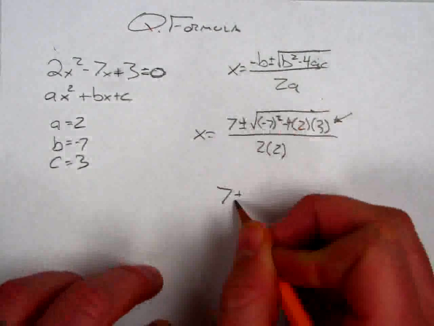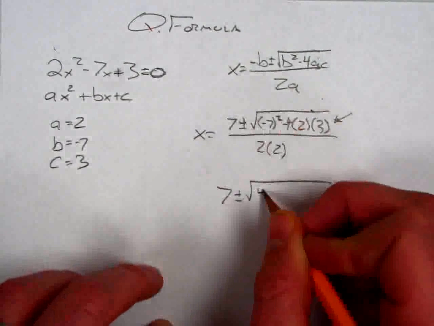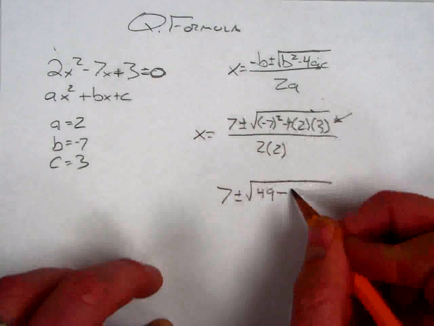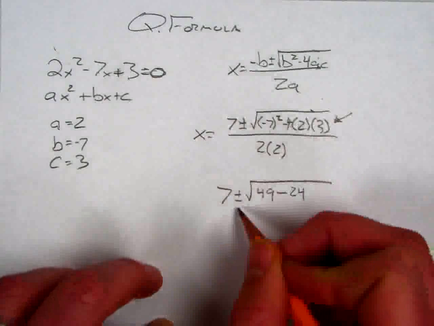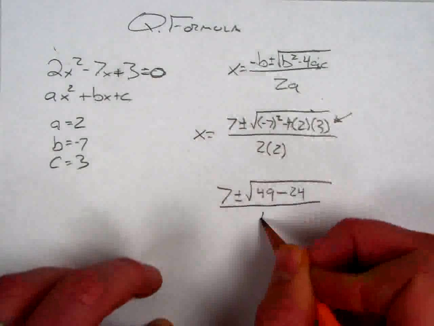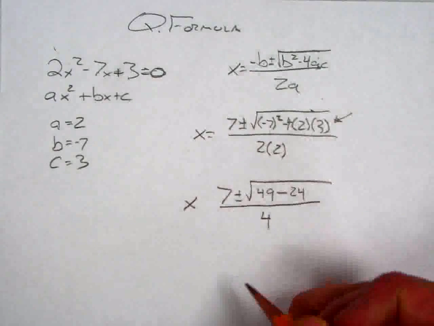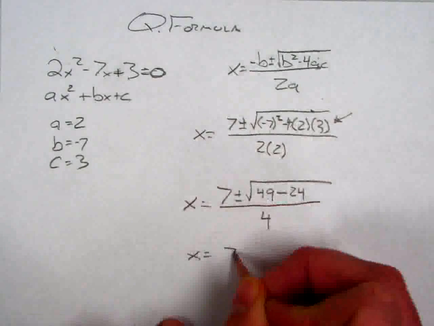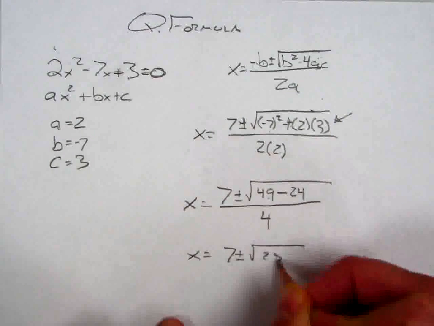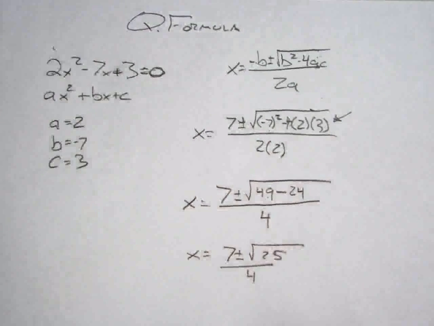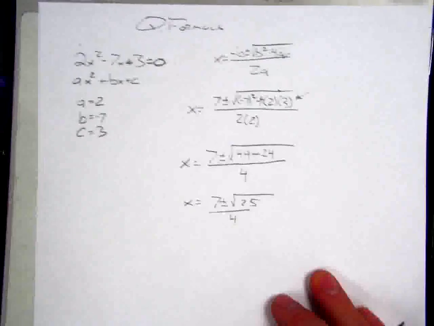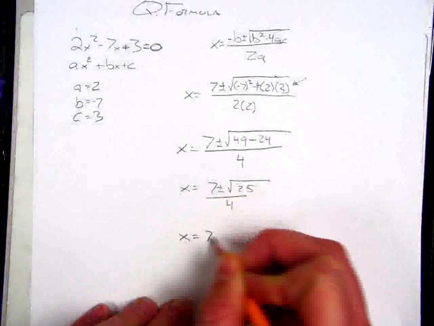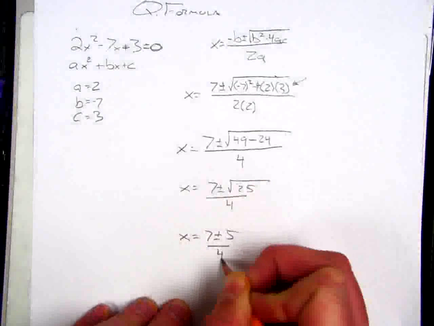Negative 7 squared is 49, minus 4 times 2 times 3, which is 24. And that whole thing is going to be over 4. 49 minus 24 is 25, so I'm going to keep going. I'm going to zoom out a little bit. The square root of 25 is 5, so x equals 7 plus or minus 5 over 4.